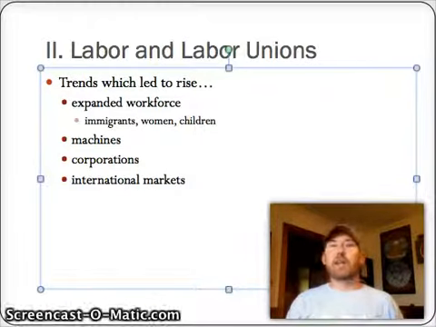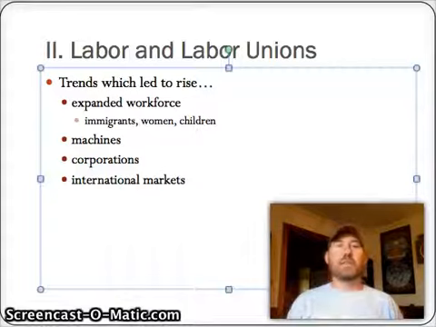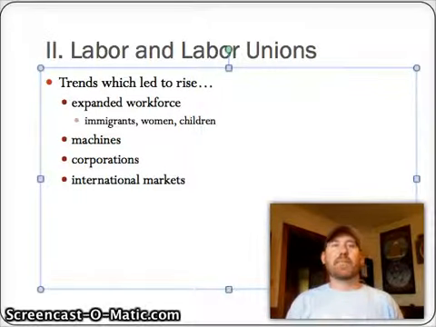So you have more immigrants working in factories, you have more women, and you have more children, which leads or could possibly lead to more abuses, in the fact that you don't have to pay these people as much as you do already established male Americans during this time. Also, you see the rise of machines.